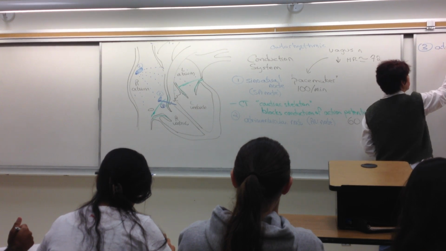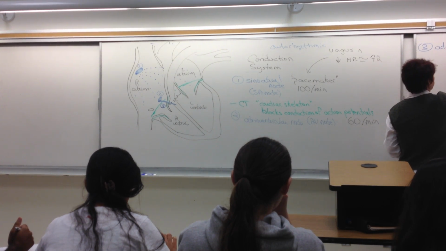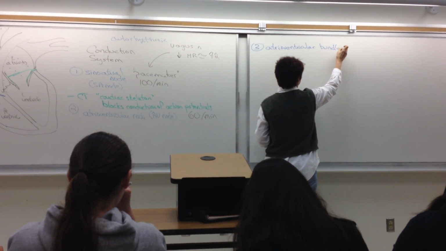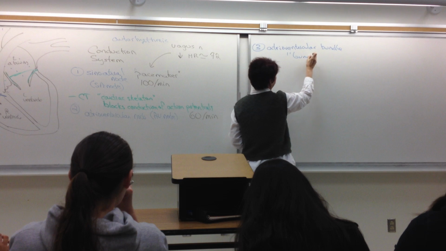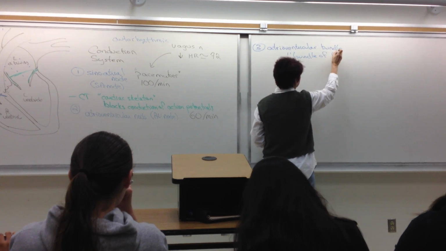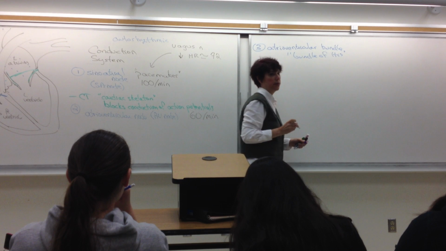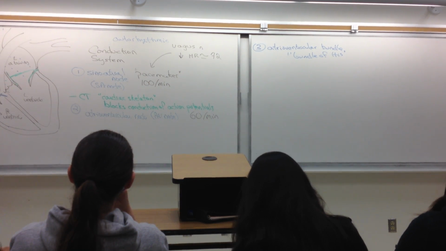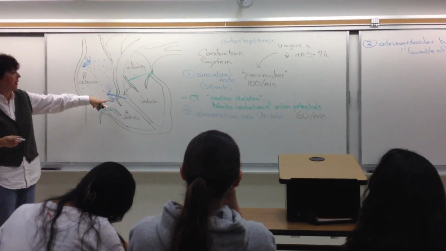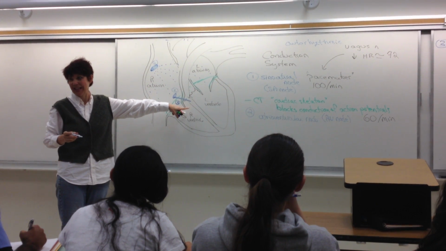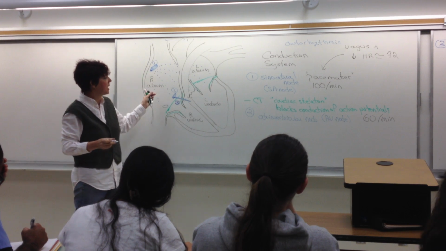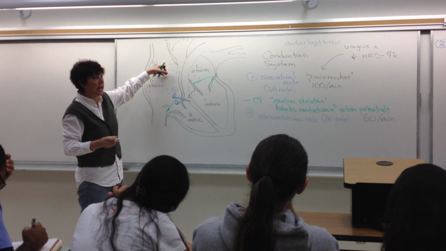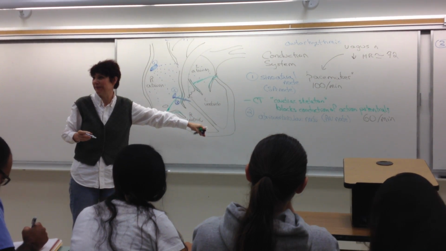The older name, which you are welcome to use if it's easier to remember, is the bundle of His, named after a person with the last name of His. So don't confuse atrioventricular node with atrioventricular bundle. Okay? That bundle now is the component that transfers the electrical current from the atria to the ventricles.